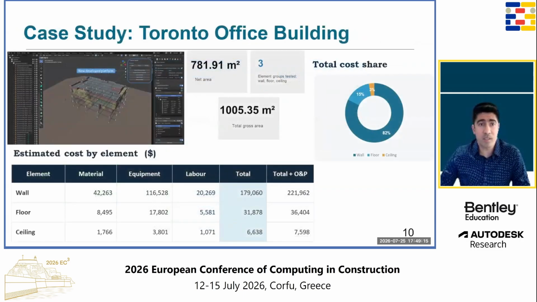We have applied this pathway, the whole idea and the methodology, in one use case in the city of Toronto for an office building. This low-rise office building, and the results are reported for three main elements, as I mentioned: wall, floor, and ceiling, showing the contribution of each element in terms of cost data, from material all the way to equipment, labor, and including overhead and profits.